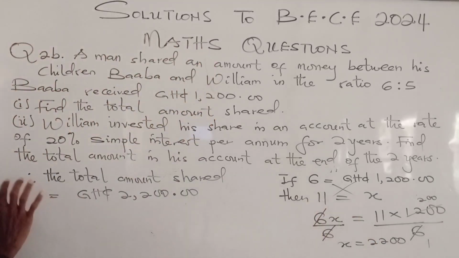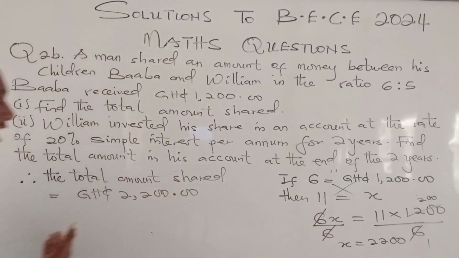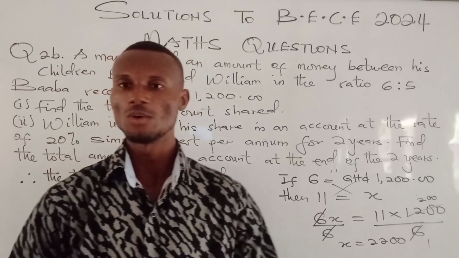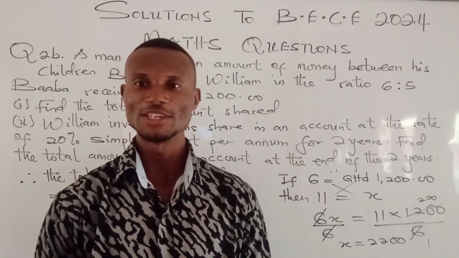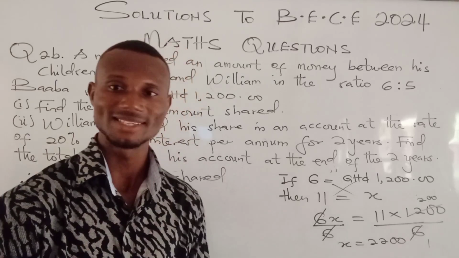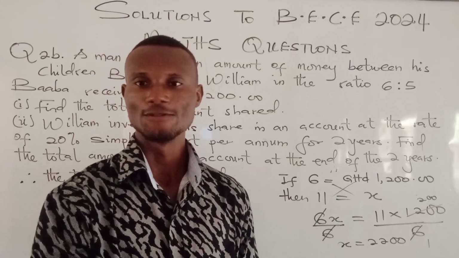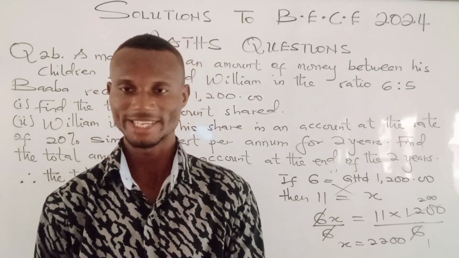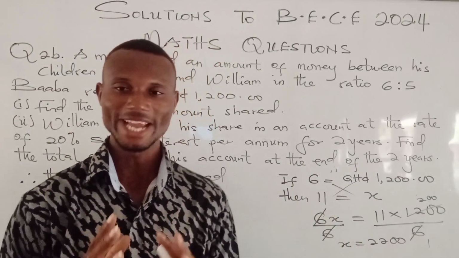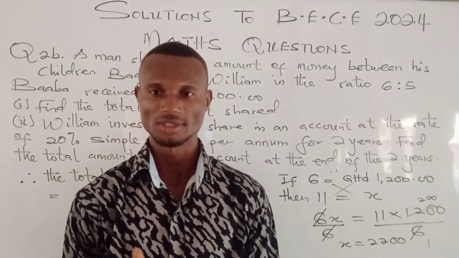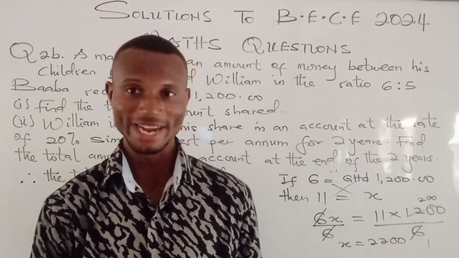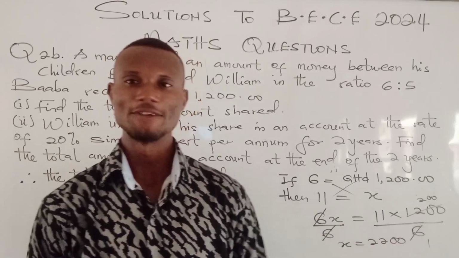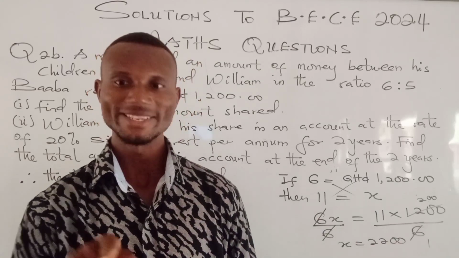Now we know that the total amount that was shared is 2,200 Ghana cedis. So for us to know William's share, we just need to simply subtract Baba's share from the total amount, and that will give us William's share. Please, you agree with me? Again, we know the total amount, which is 2,200 Ghana cedis. That was the amount that was shared between Baba and William.